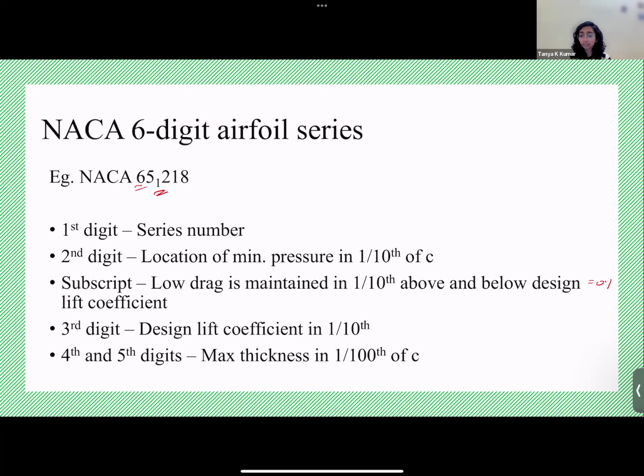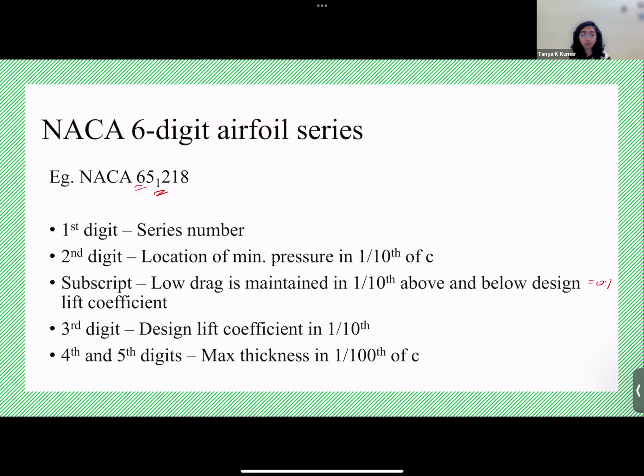Then the third digit. So the subscript is not considered as a digit. The third digit gives you the design lift in 1/10. So here it will be 0.2, right? So CL design, or CL naught, will be 0.2. And 0.1 above and 0.1 below this 0.2 would be the region where low drag conditions are maintained.